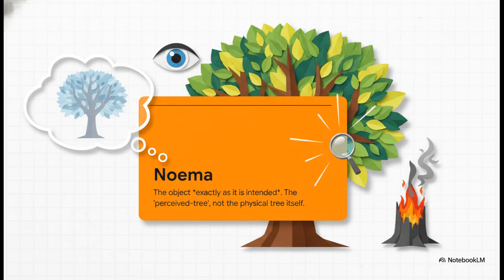It includes the angle you're seeing it from, the way the light hits it, the feeling it gives you. If you imagine that same tree tomorrow, you'll have an imagined tree. That's a totally different noema. As Husserl famously said, the real tree can burn to the ground, but the meaning of that tree, the remembered tree, can't. The noema is the object's sense within the experience.